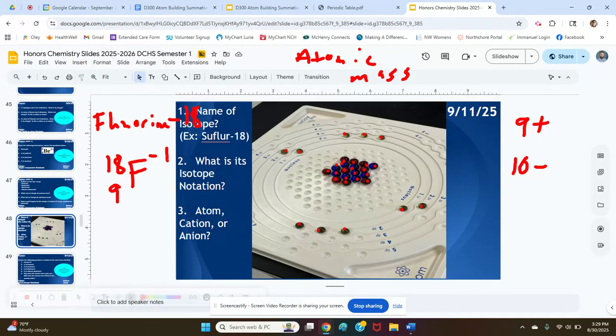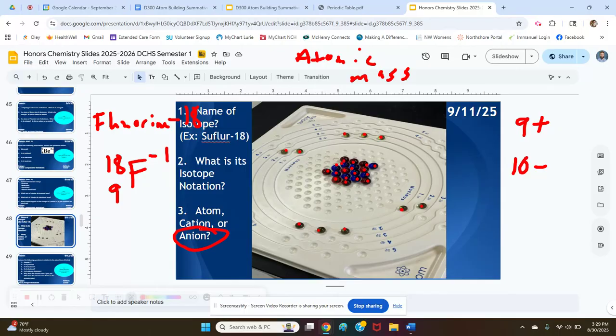The final question is: is it an atom, meaning it's neutral, a cation, meaning it's positively charged, or an anion, meaning it's negatively charged? In this case, because it has that -1 charge, it's going to be an anion. And then that's the answer there.